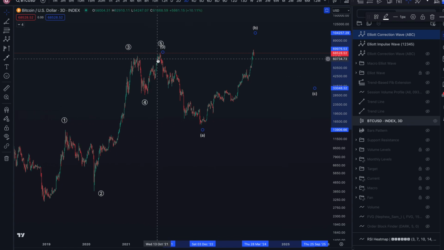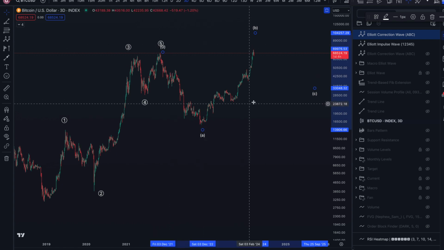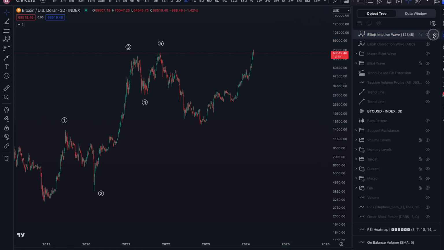Some people may argue no, that's an impulse wave and they have their counts. I respect that, that's for them. But for me, this is not a 5-wave move. And also on the Fibonacci targets, I didn't really hit any target that I think is valid. So I'm not comfortable with this count, so I really discarded that count personally, for me.